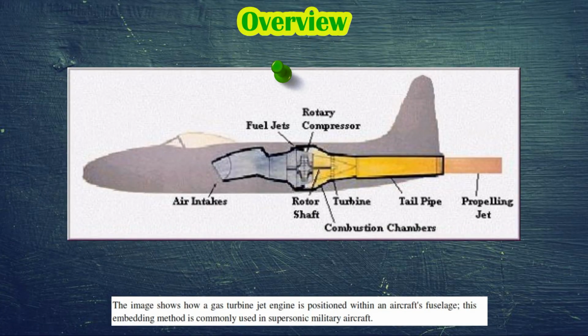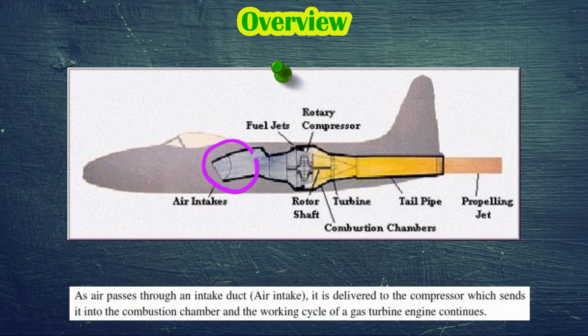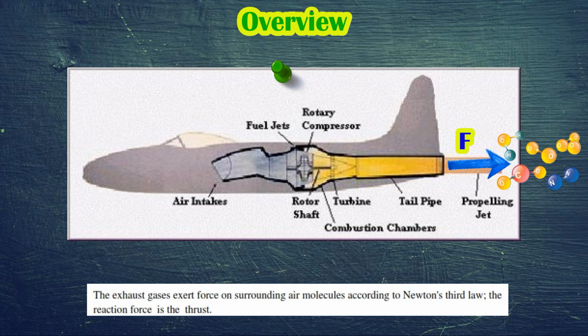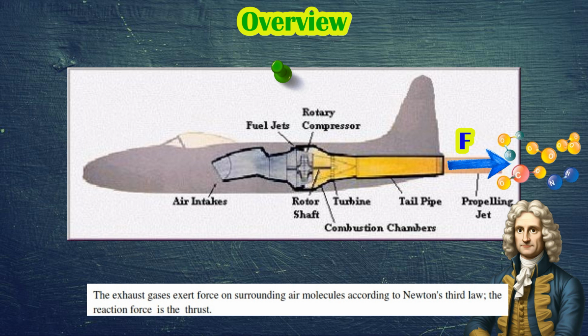The image shows how a gas turbine jet engine is positioned within an aircraft fuselage. This embedding method is commonly used in supersonic military aircraft. As air passes through an intake duct or air intake, it is delivered to the compressor, which sends it into the combustion chamber, and the working cycle of a gas turbine engine continues. The exhaust gases exert force on surrounding air molecules according to Newton's third law. The reaction force is the thrust.